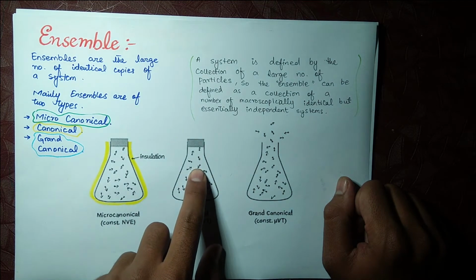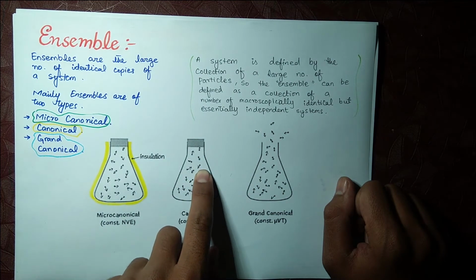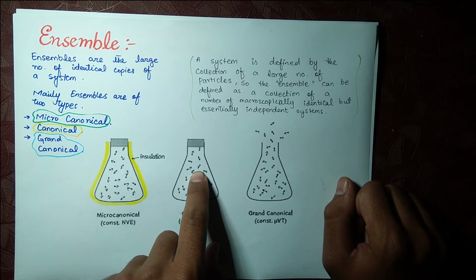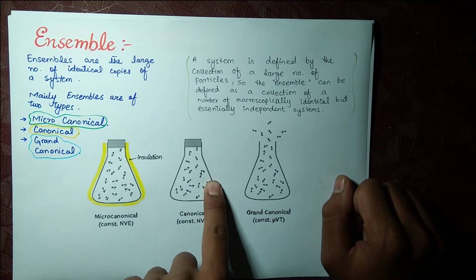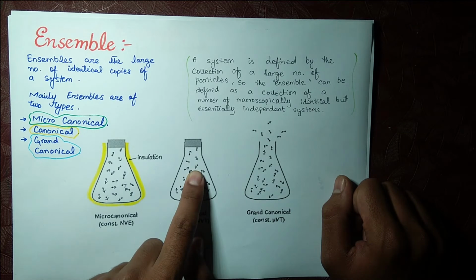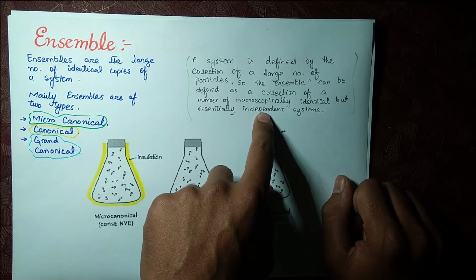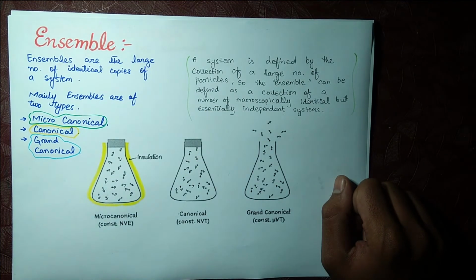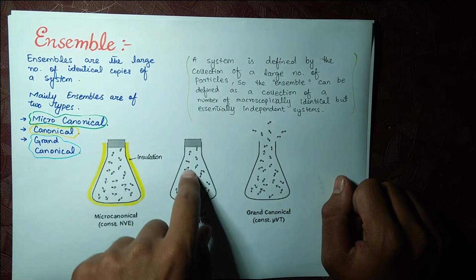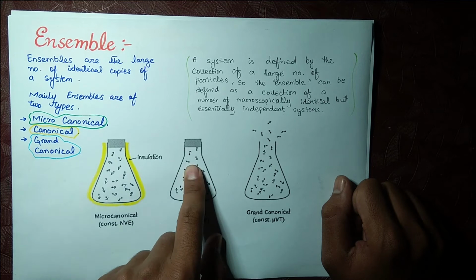One particle here you see is not affected by this one. This one is moving in this direction, this one is moving in this direction irrespective of this one. Okay, so this is the independent system. They are essentially independent because they are not affected by these surrounding particles.